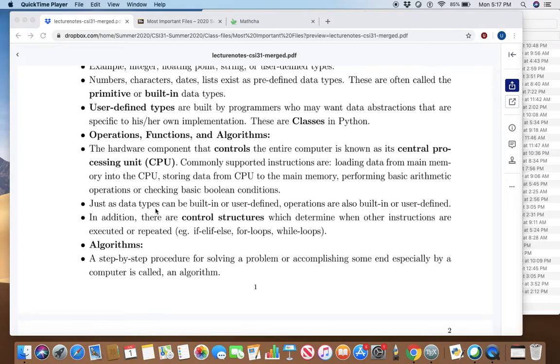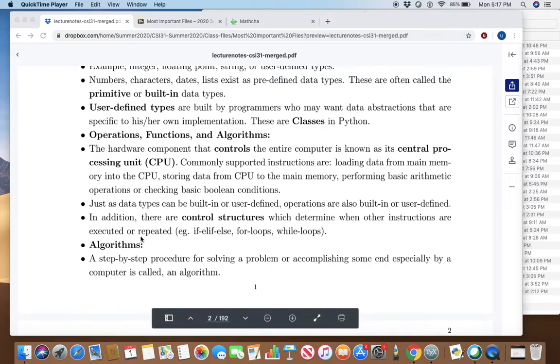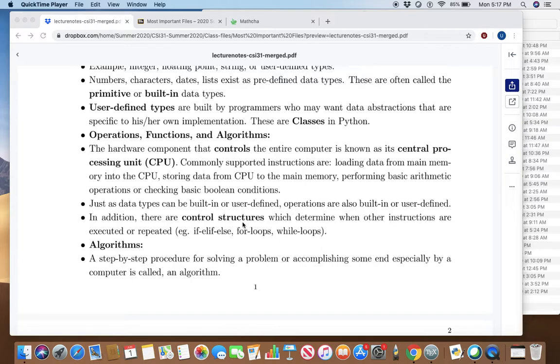Just as data types can be built in or user defined, operations can also be built in or user defined. So when you define a class, you will define data types in it and you will define operations on it. Otherwise, you always have the built-in options. In addition, there are control structures which determine when other instructions can be executed or repeated. Examples of control structures are if, elif, else, or for loops, while loops.